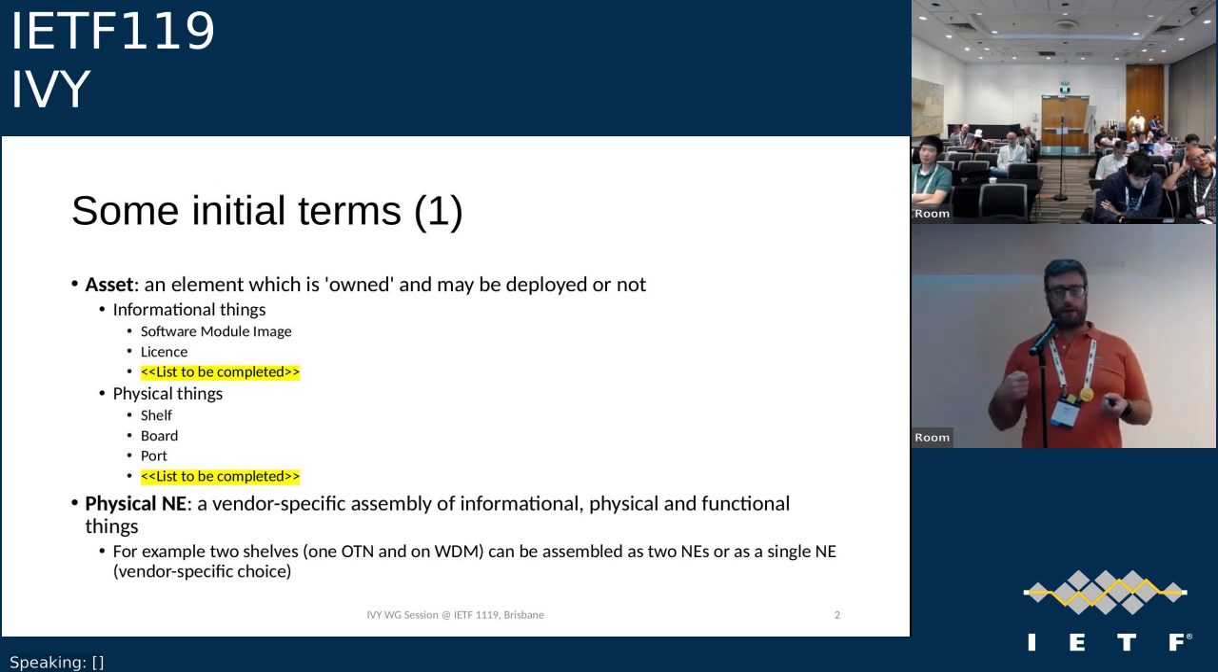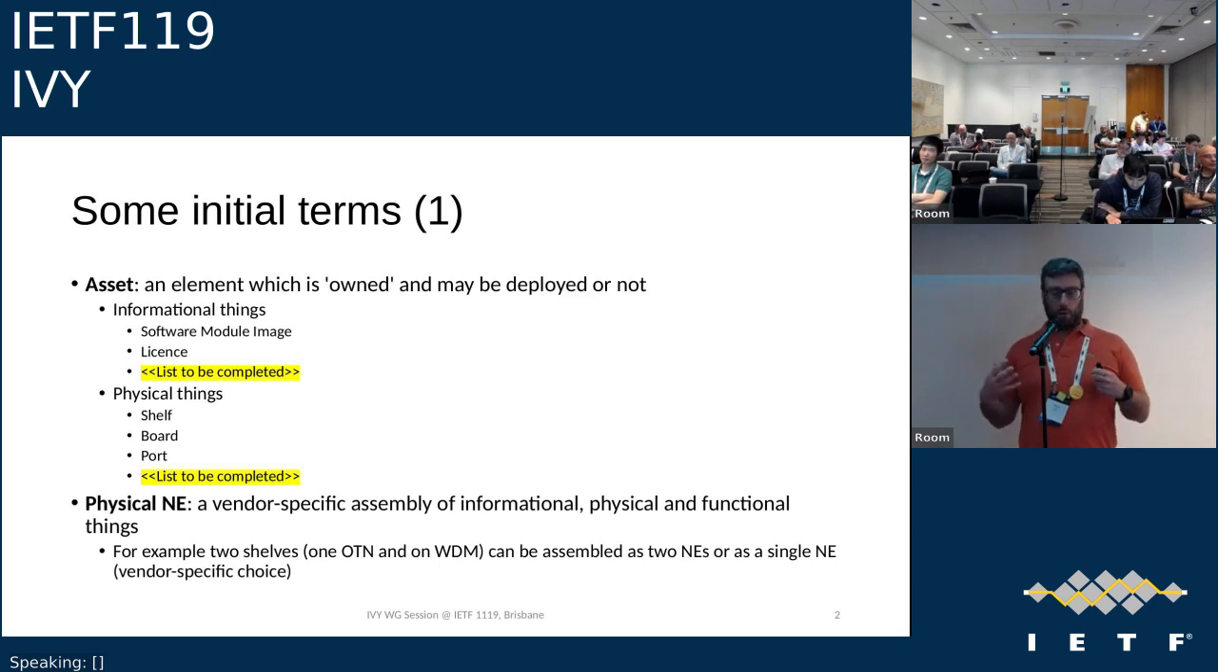In this area we can have informational things like a software module image, which I may own but may have installed one or multiple times, or a license. The list has to be completed; we only mentioned these two examples. The physical things can be a shelf, a board, or a physical port on the network element. And again, the list has to be completed.